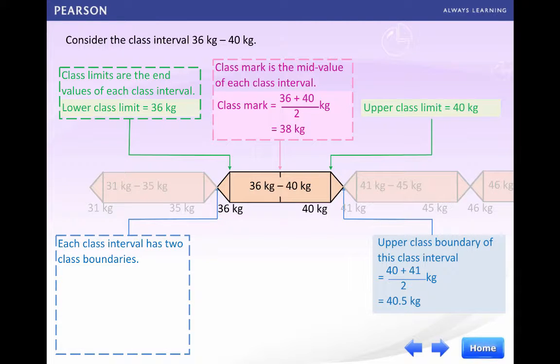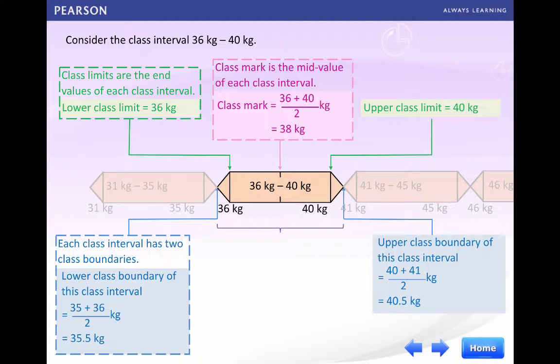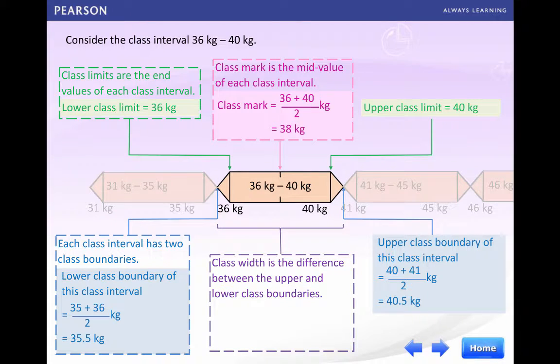And then each class interval will have two class boundaries. The lower one will be 35.5 kg. And from the upper class boundary to the lower class boundary, we will find a class width. Class width is the difference between the upper and lower class boundaries. In this case, the class width is 5 kg.